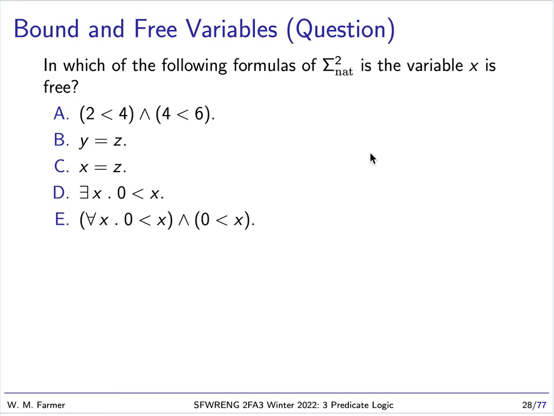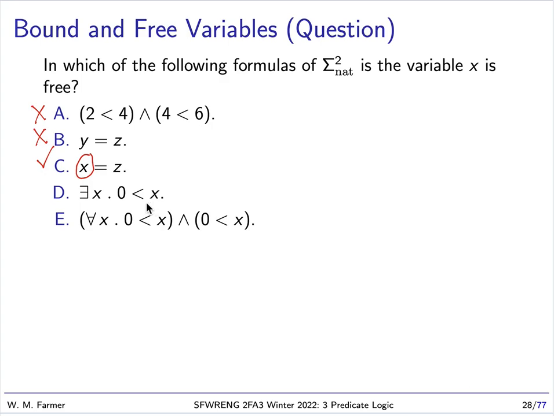Okay, welcome back. In order for a variable to be free in an expression, that's a term or formula, the variable actually has to occur in the term or formula. So that rules out A right away because no variables occur in there. And B has variables, but x doesn't occur. So it rules out both of those. Now C has an occurrence of x. It is not bound by a quantifier, so this is a formula in which x is free.